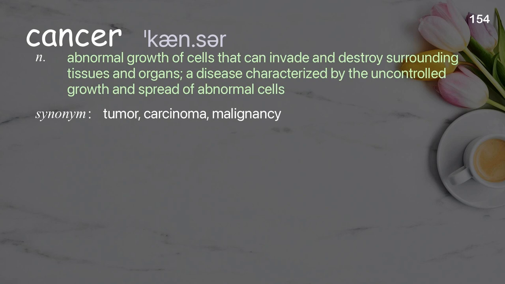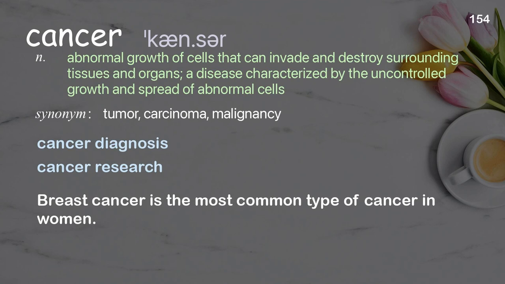Cancer: abnormal growth of cells that can invade and destroy surrounding tissues and organs, a disease characterized by the uncontrolled growth and spread of abnormal cells. Examples: Cancer diagnosis. Cancer research. Breast cancer is the most common type of cancer in women.